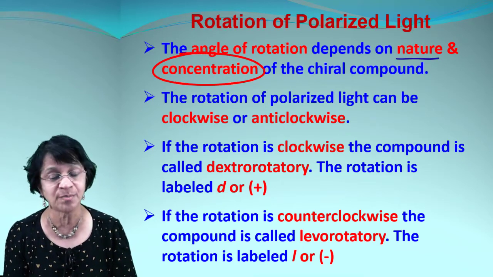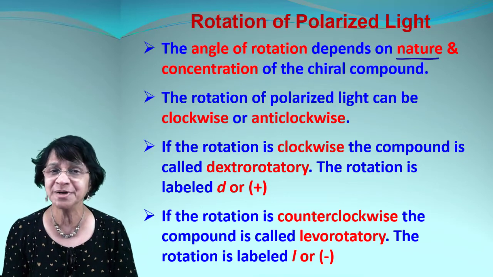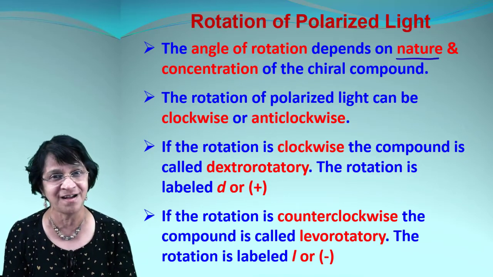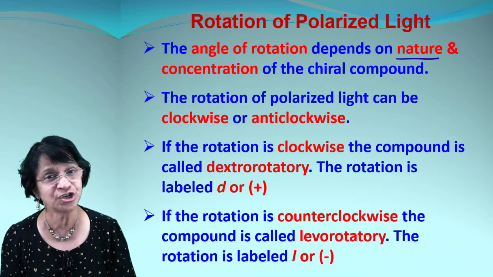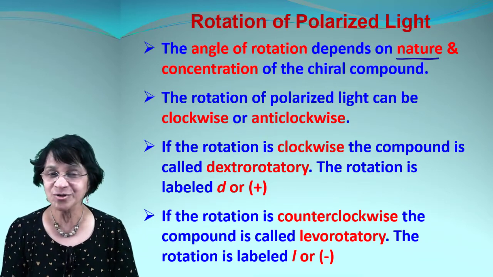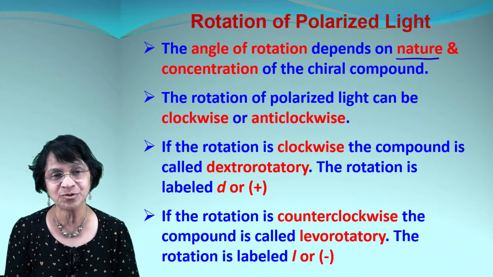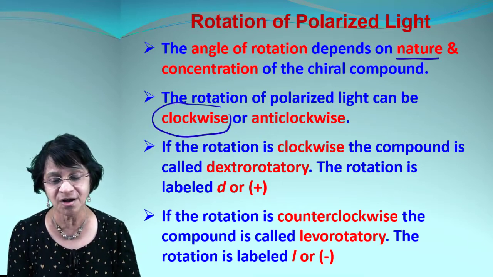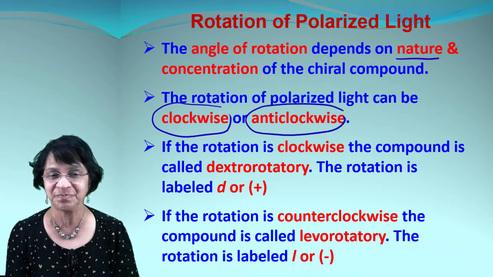There's a formula we'll talk about afterwards. But pretty much for a specific compound, the angle alpha, the angle of rotation, should always be constant. There's also one more thing. The plane polarized light can be rotated either in clockwise or anti-clockwise direction.